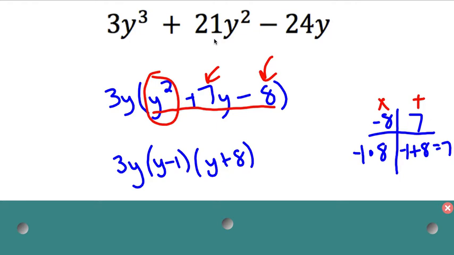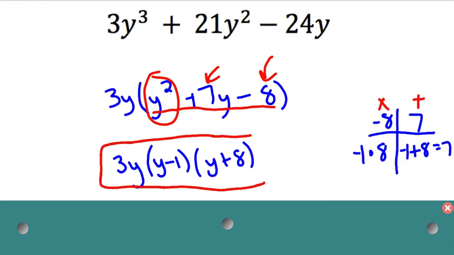Y times y gives us y squared. Okay, and then negative 1 times 8 gives us the negative 8. And then when we keep doing our multiplying the binomials or the FOIL method, that's where the middle term comes from. Okay, so just wanted to clear that up because I know there were a few questions on that. So here we go, there's the final answer for that one.